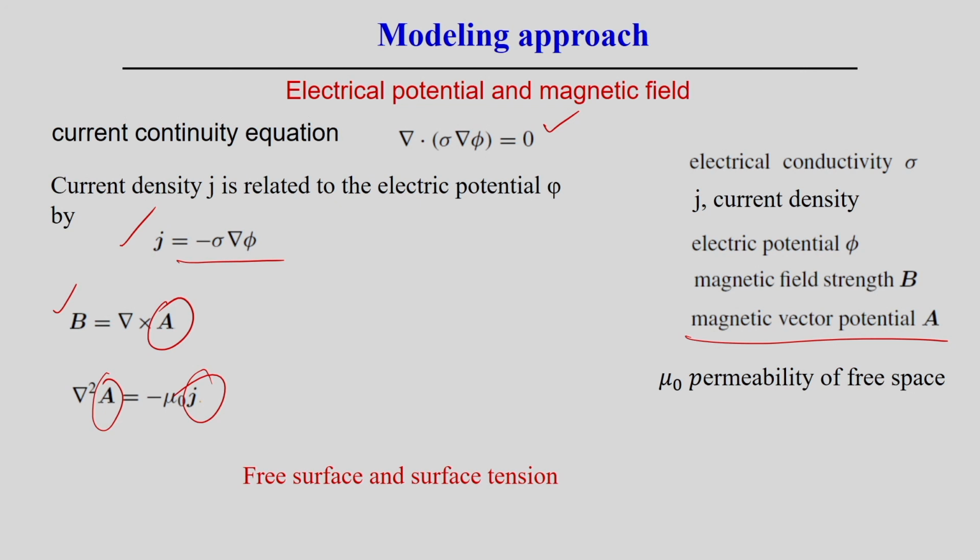So the electrical potential and current continuity equation have to be solved to get the electric potential field phi first. Once we get the electric potential field, we can estimate the current density, and from the current density we can estimate the magnetic field existing during this particular process. So in these cases we need to solve all these equations, and we have to understand how one equation is linked to another.